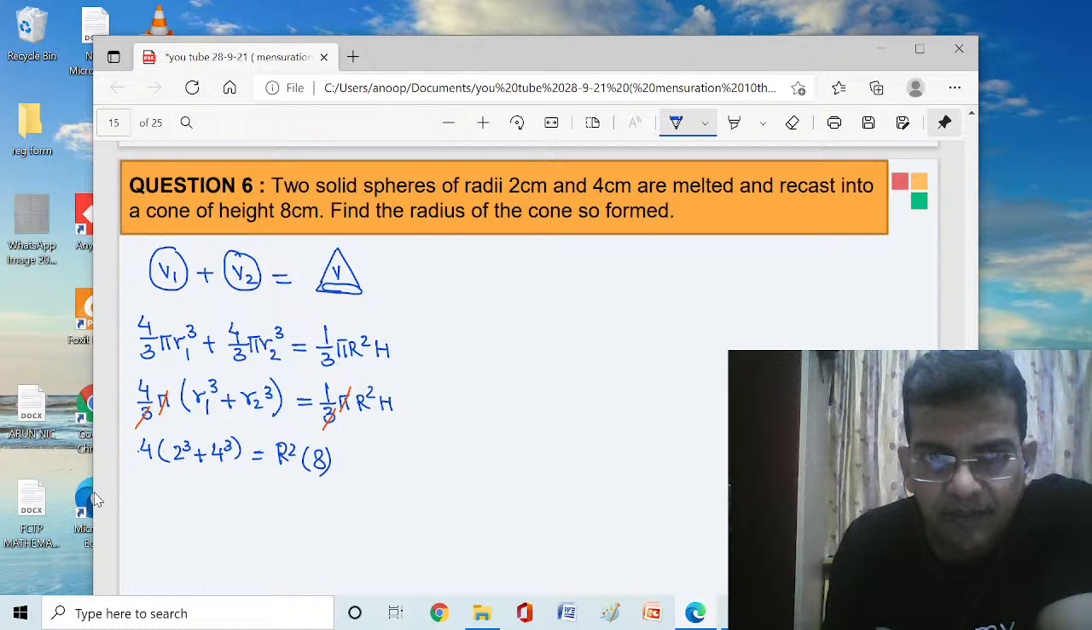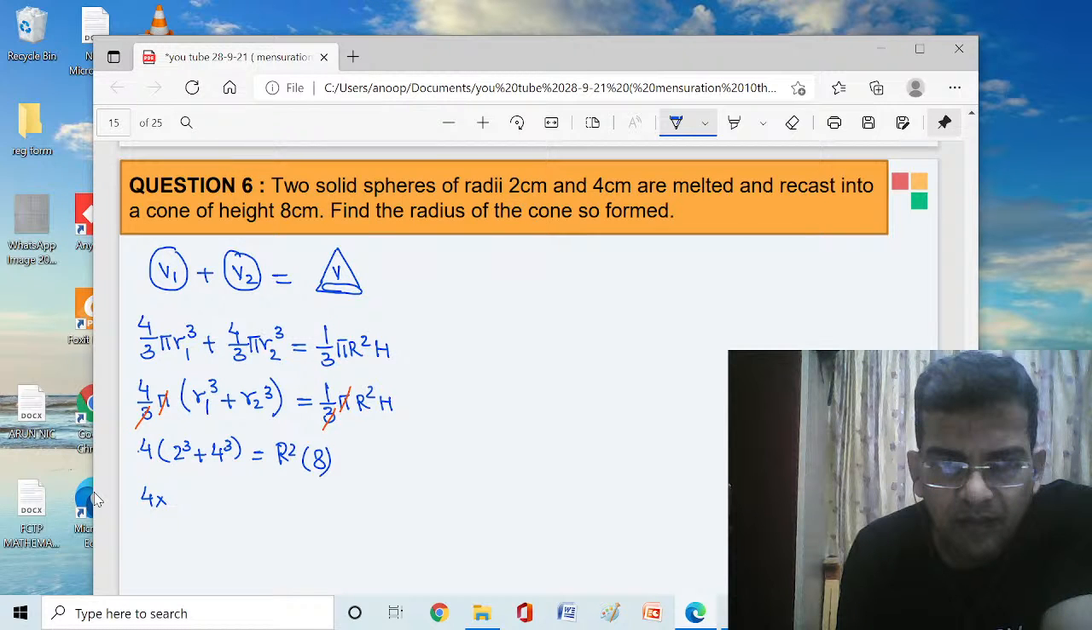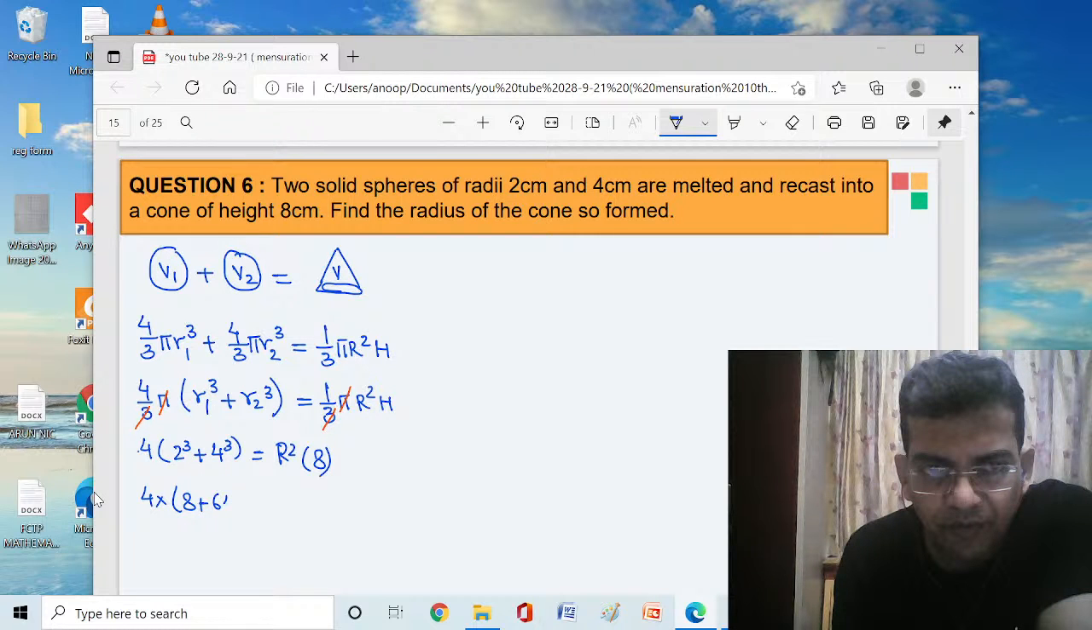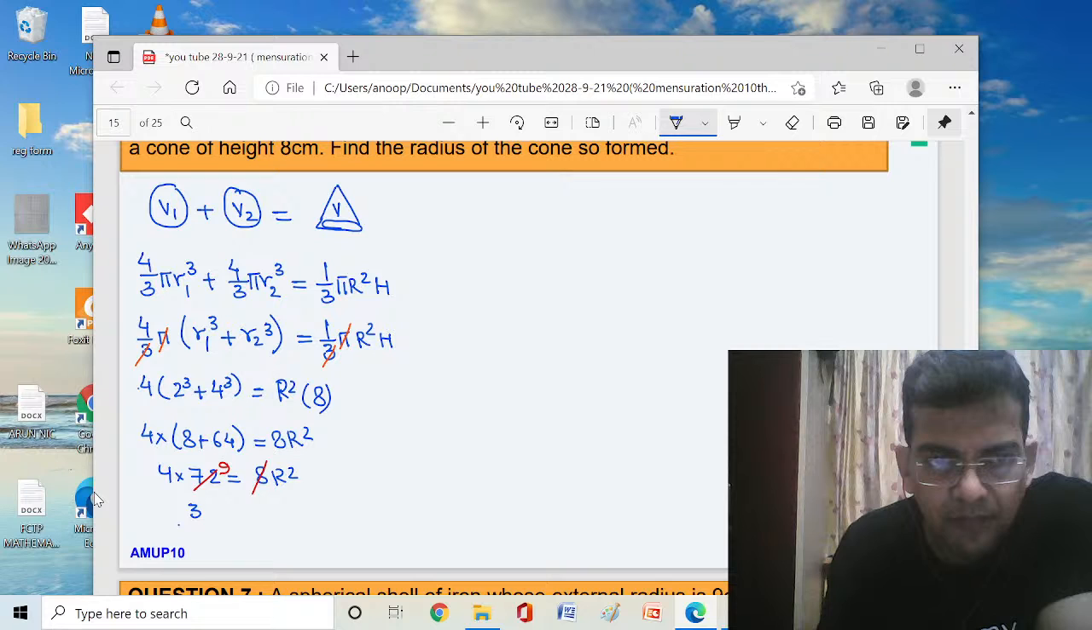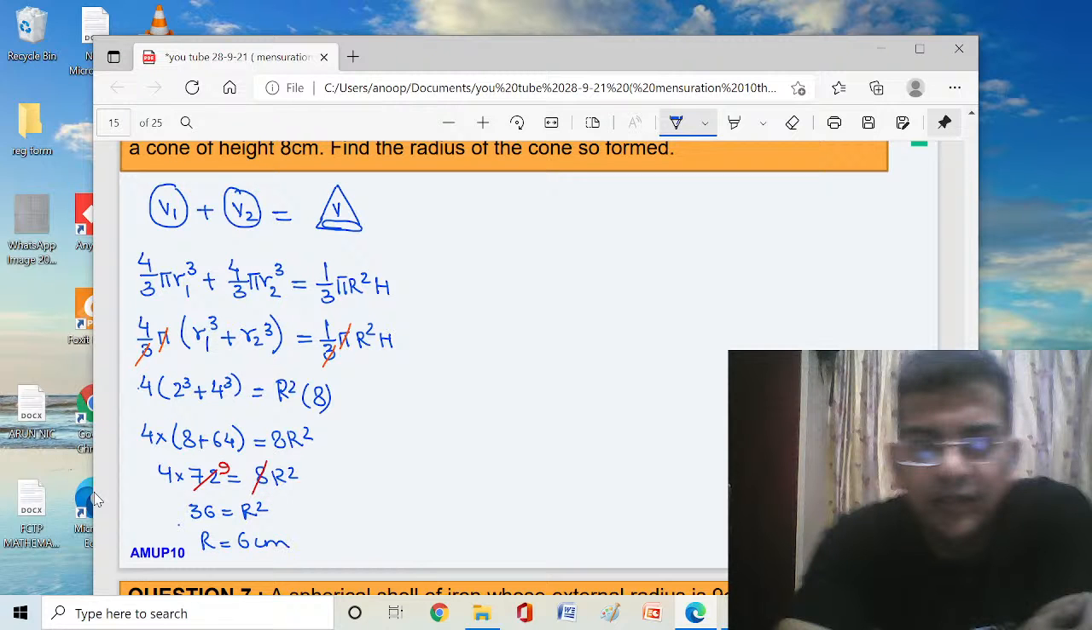So this will give you 4 into, now this will give you 8 plus 64, right? So 2 cube means 8, 4 cube means 64. So 4 into 64 plus 8, 72. Eight nines are 72. So the radius of the cone will be 6.